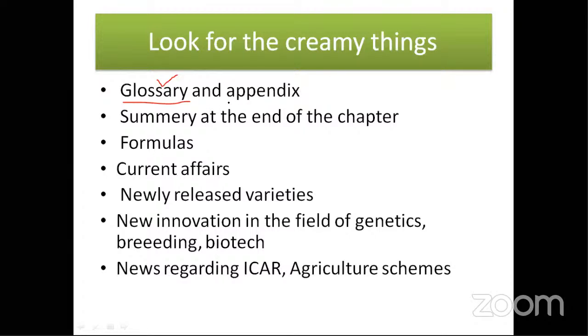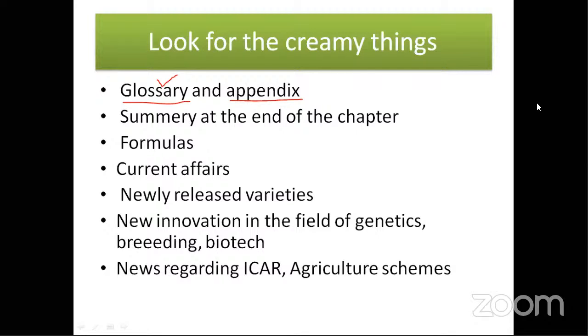Next thing is appendix. Appendix, where it is available, can anyone tell me where the appendix is available? Any idea? At last. At last of what? At last of the book. Backside. Yeah, at the last of the book, that is the backside of the book.